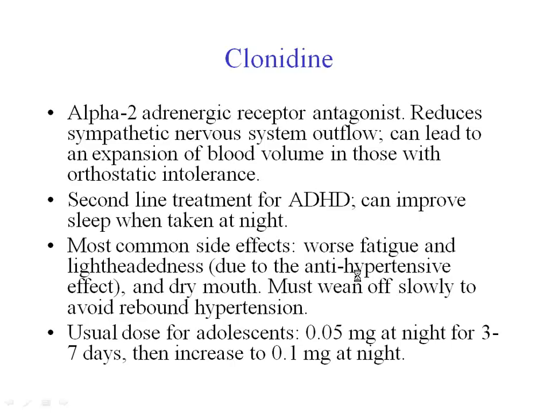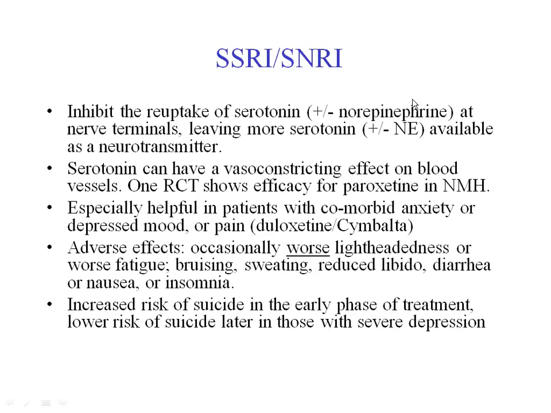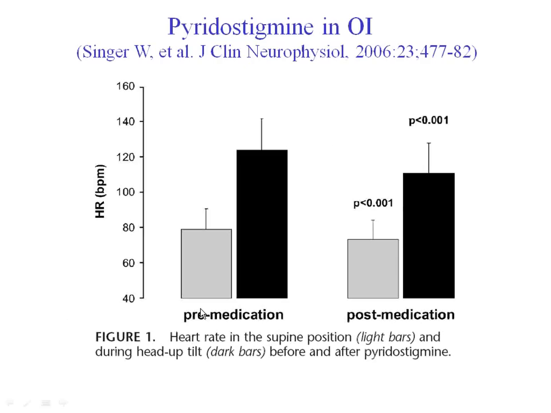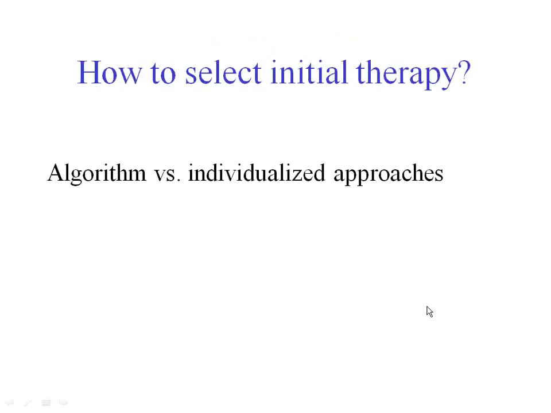The SSRI drugs, I'm going to skip over in the interest of time. Pyridostigmine can improve vagal tone and lower heart rate. And the adverse effects are listed here for people to look at. One study from the group at Mayo showed that heart rate responses before medication in the supine position and then with tilt were lower when they were on the pyridostigmine. And this drug is, again, helpful. You have to hunt and peck for something that works for each person.